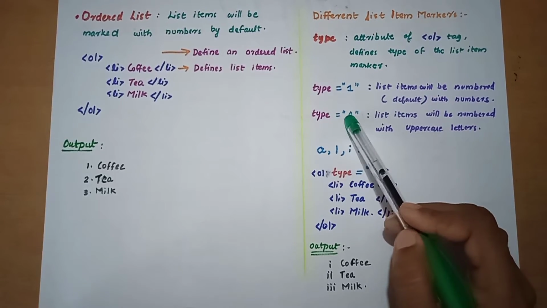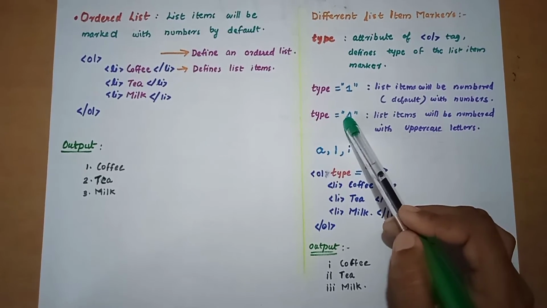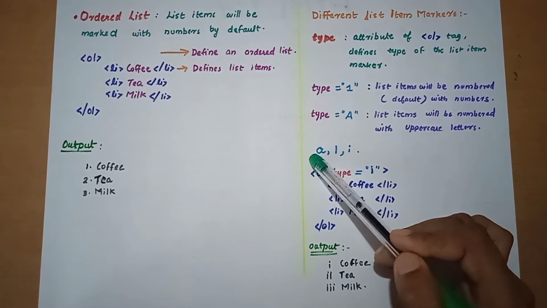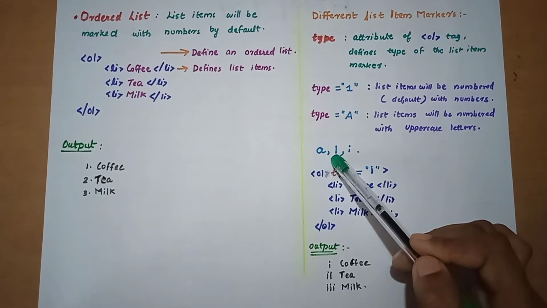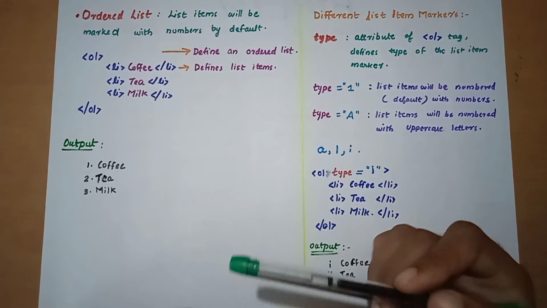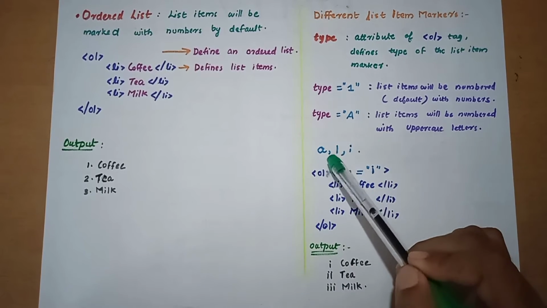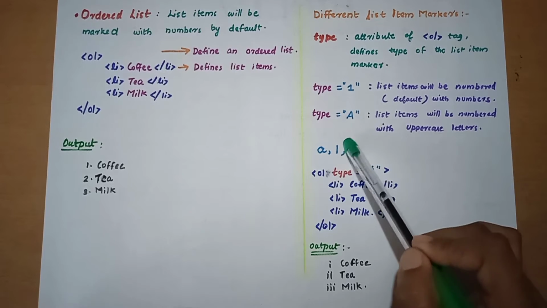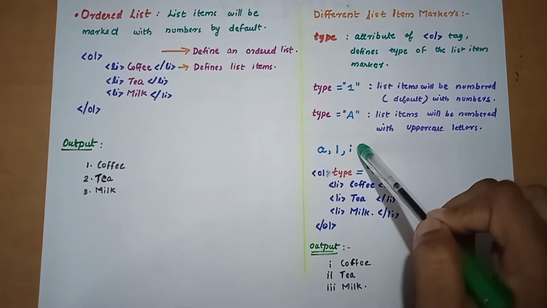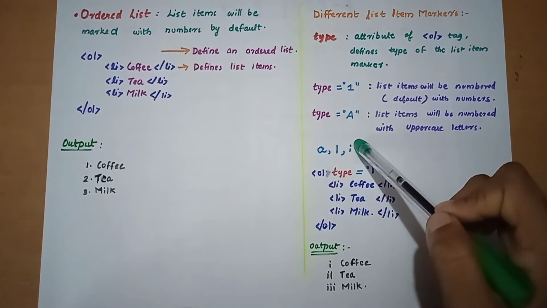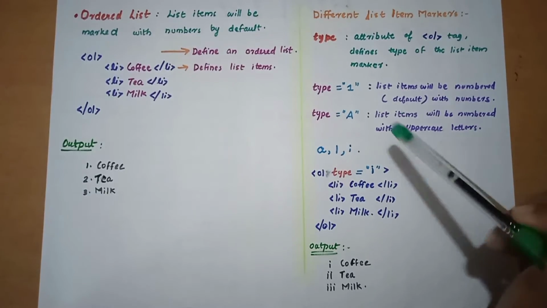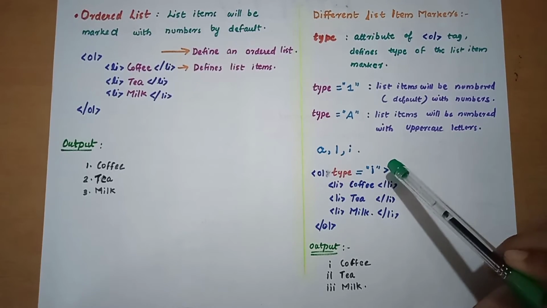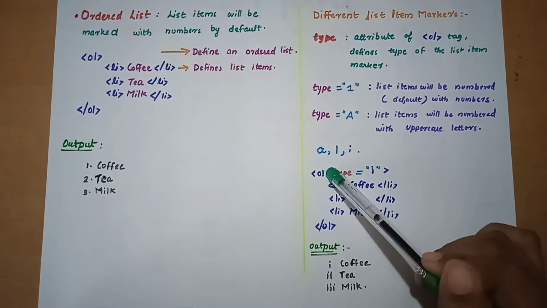If I need lowercase, I can change the value to small a. If I need to represent the list items in Roman numerals, I can use capital I, and for small Roman numerals, I can use small i. So this is all about the different types of list markers and how we use them in the code.